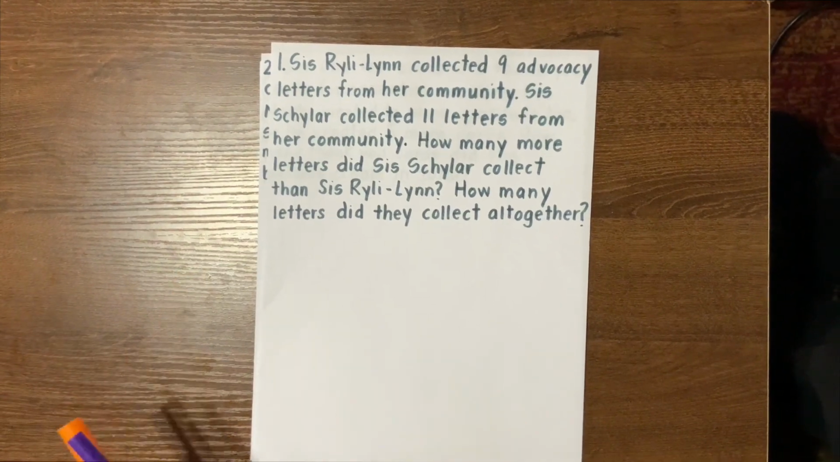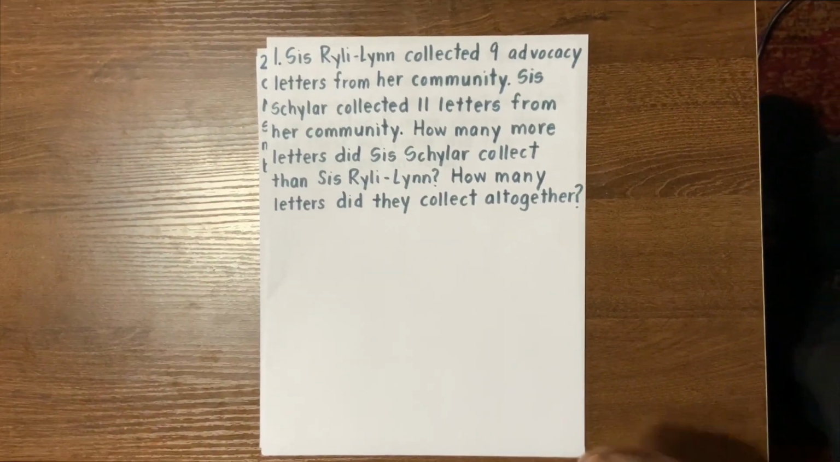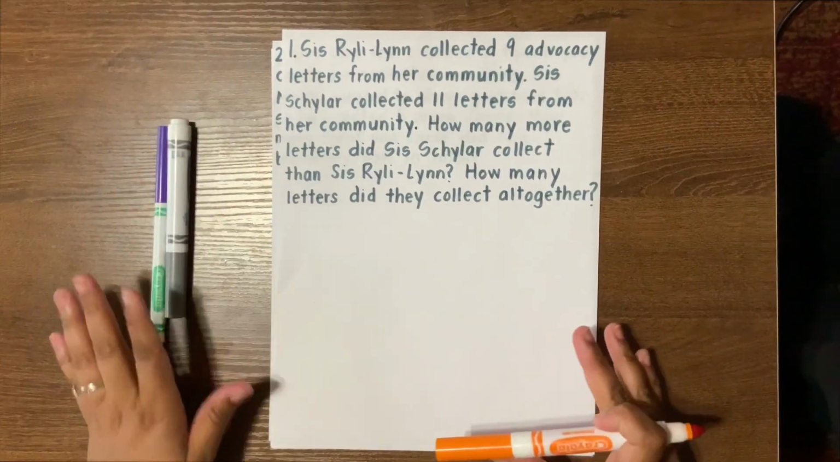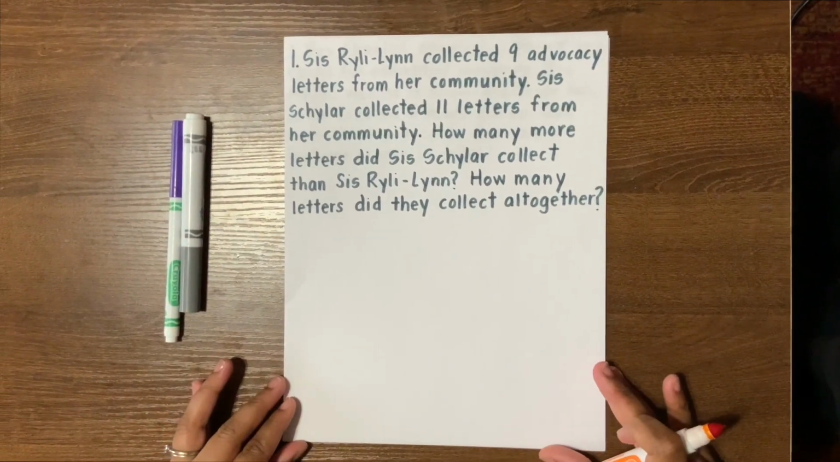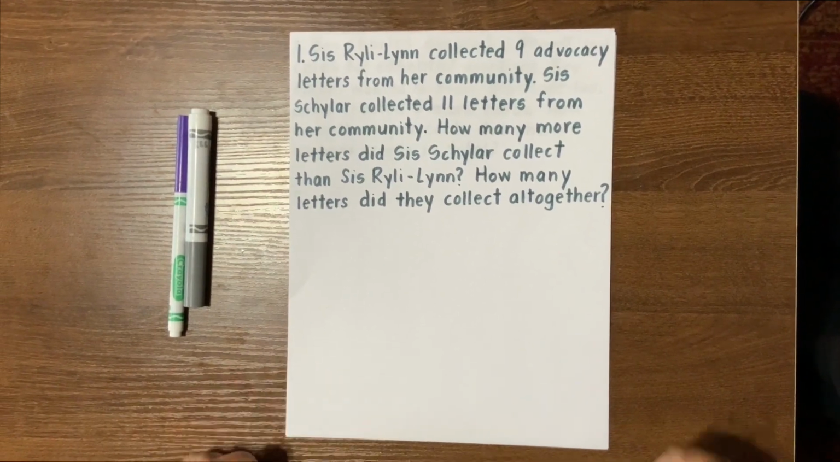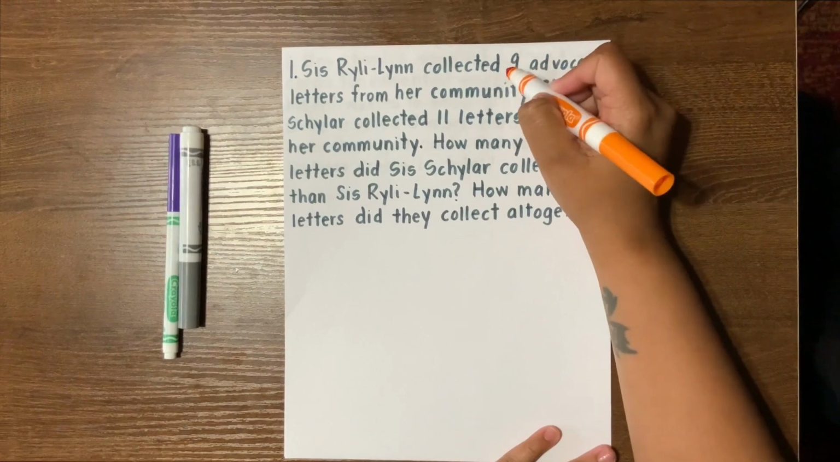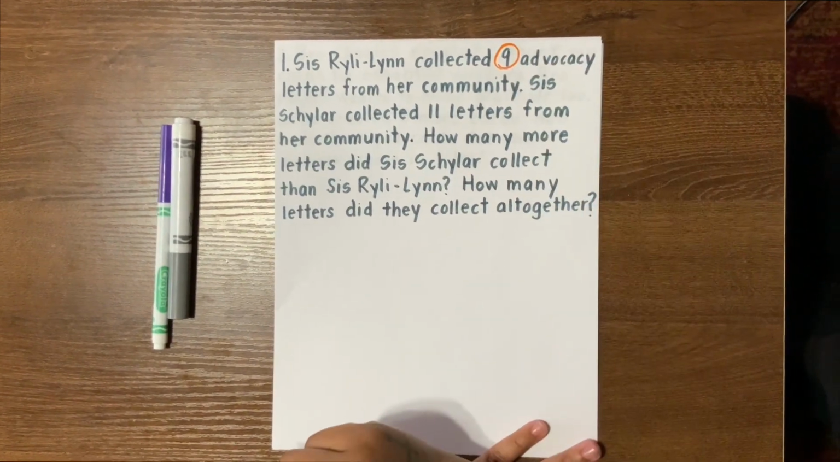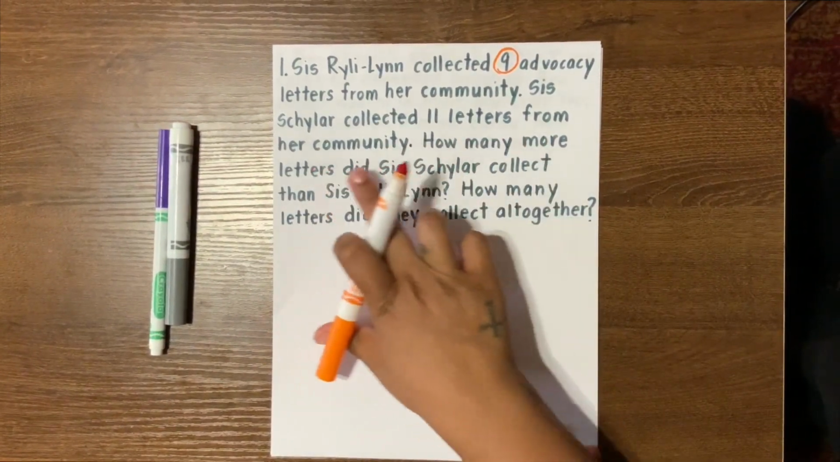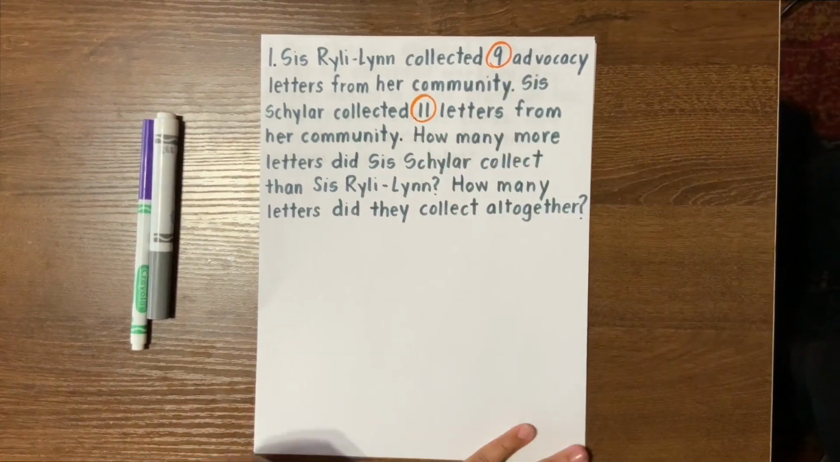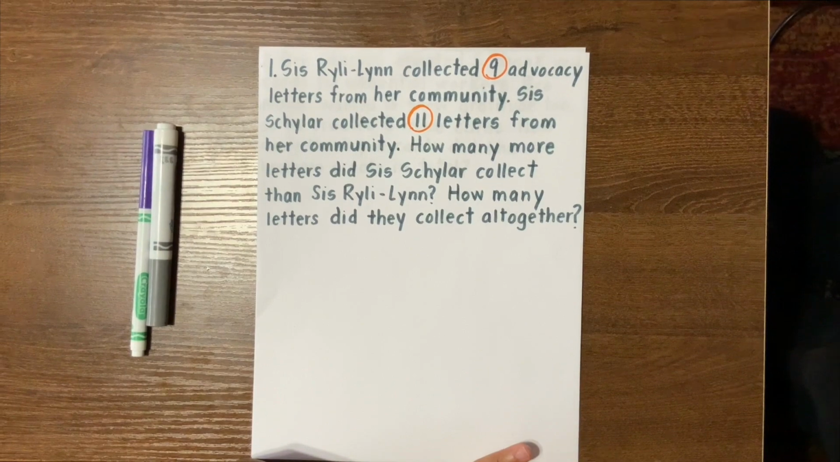All right, scholars, we know we have to use our CUBE strategy to solve. The first step of our CUBE strategy is the C, which stands for what, Congo Nation? Very good, circle key numbers. So let's look for our key numbers. The first number I see is 9, so I'm going to circle that. Then I scan my word problem and come to the next key number, 11. Do you see any more key numbers?